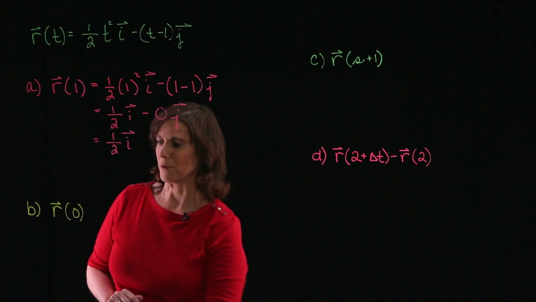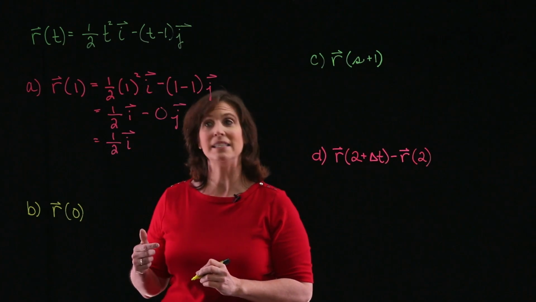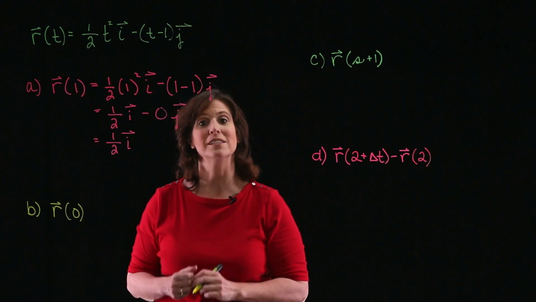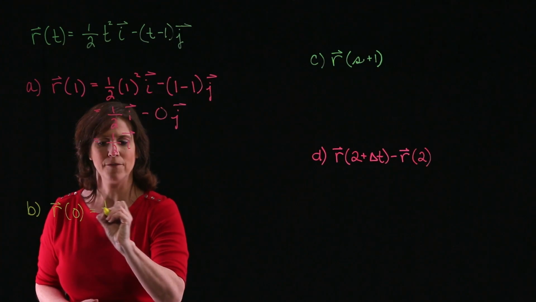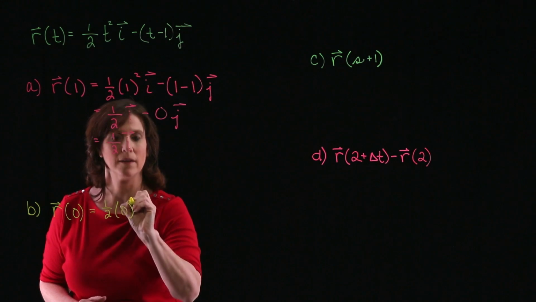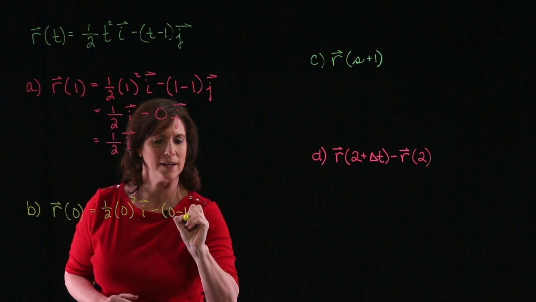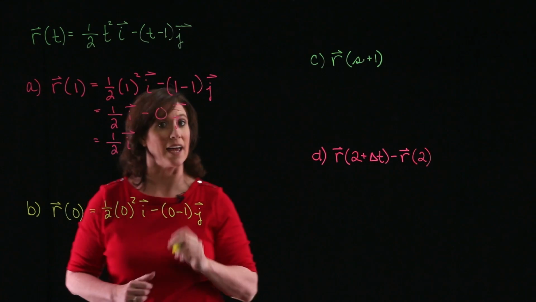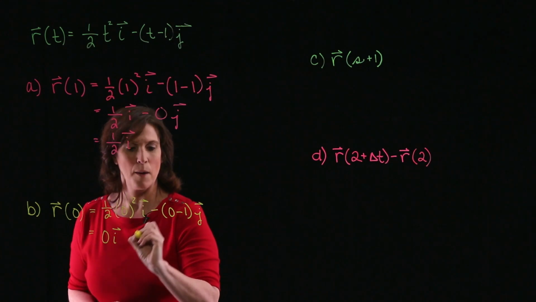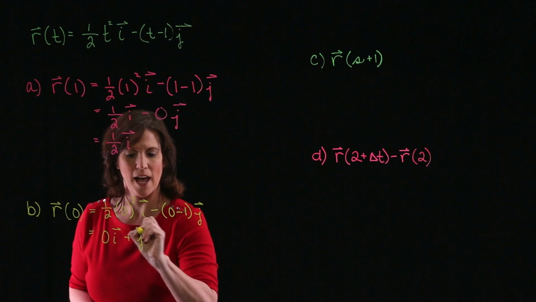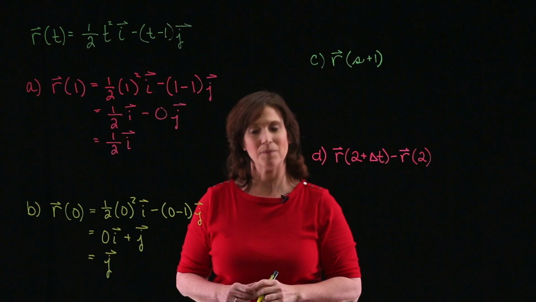Okay, let's try another example. This time I'm looking for r of 0. Again, every time I see a t in my vector-valued function, I'm going to substitute in 0. So I have 1/2 times 0 squared times vector i minus the quantity 0 minus 1 times vector j. This is going to give me 0i plus j, which will simplify to simply my vector j.